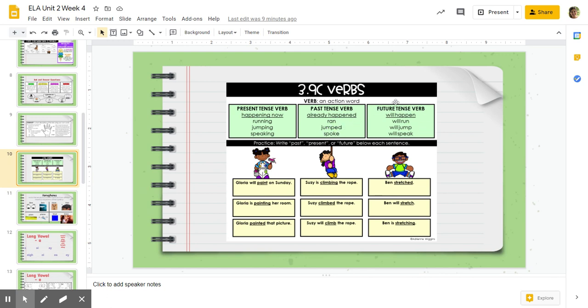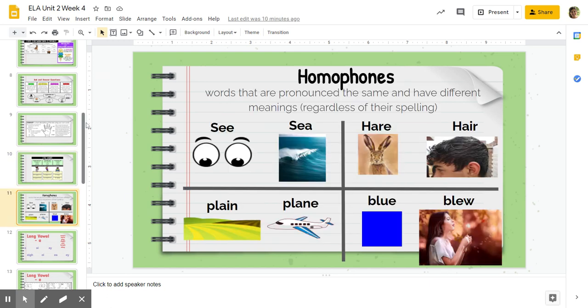Or it could happen in the future. And we have this helper verb we talked about. That helper verb, will, tells us that it hasn't happened yet. It's going to happen. It will happen in the future. We talked a lot about homophones too.